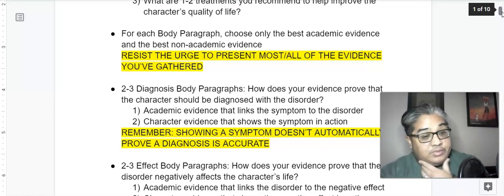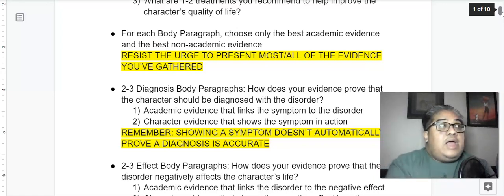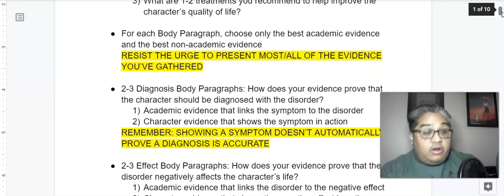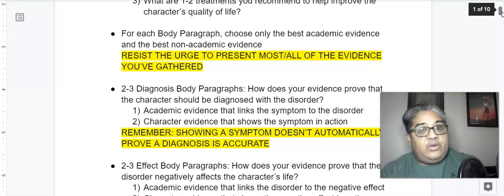You may have written research papers in the past in other classes, and if you were asked or required to present all the information or a lot of the information that you found, that meant that you were writing, rather than an argumentative research paper, an informative research paper. And we're not writing an informative research paper for 1A.